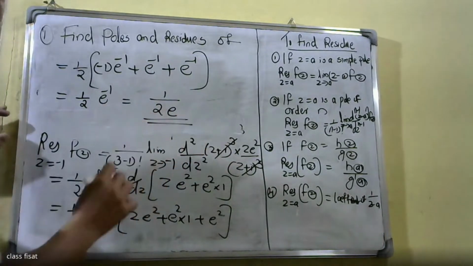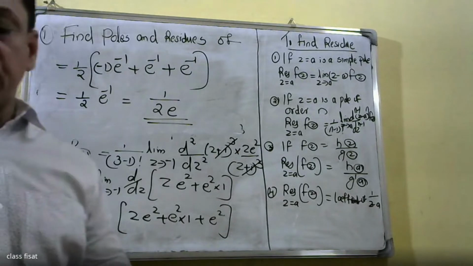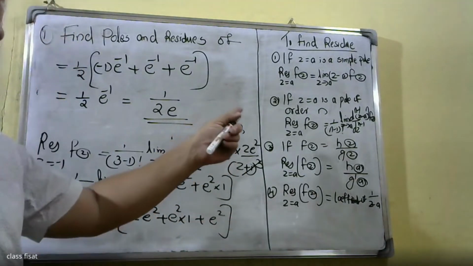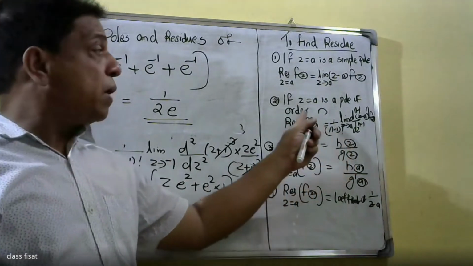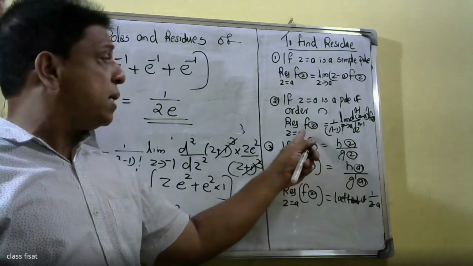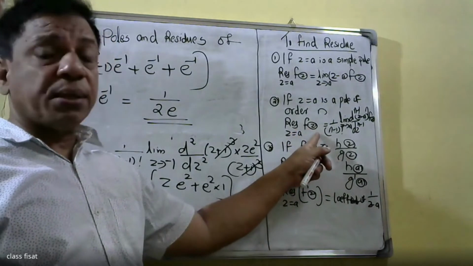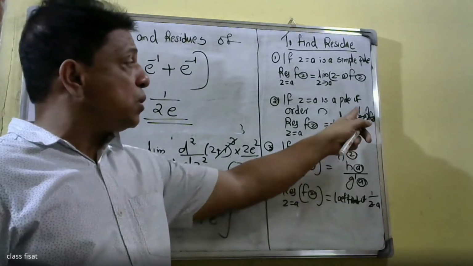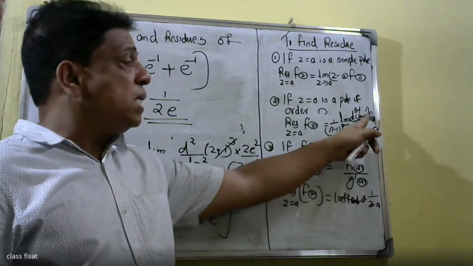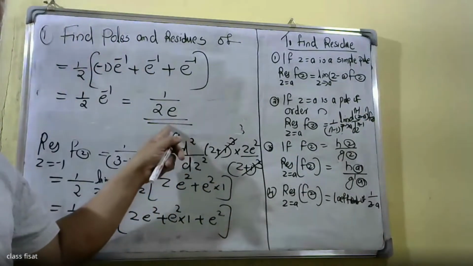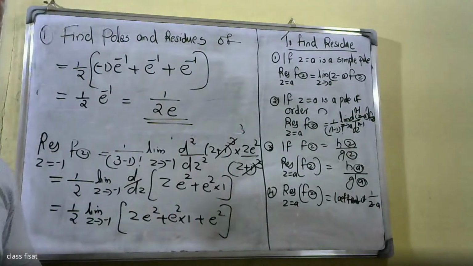Now the residue is 1 by 2 e raised to minus 1. We have a pole of order 3, and we used the formula: residue at z equal to a of f of z is 1 by (n minus 1) factorial, limit z tends to a, d raised to n minus 1 by dz raised to n minus 1 of (z minus a) whole raised to n f of z. This formula is used for the problem.